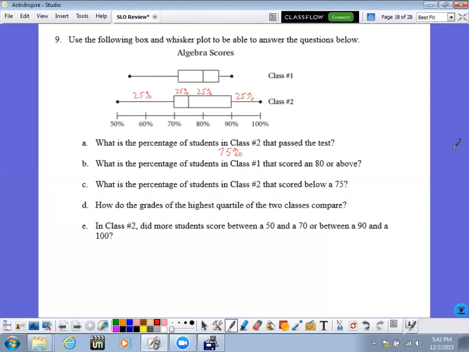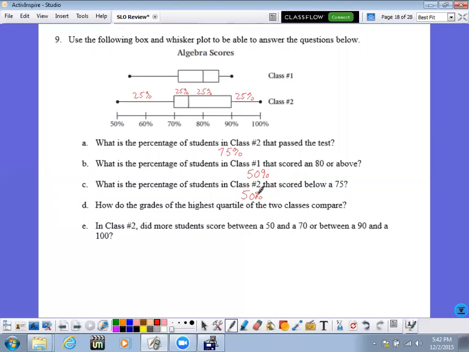What percent of class 1 scored 80 or above? So you got your 80. Well, that looks like it might have been my median. So there's 25, there's 50, so 50%. Percentage of students in the class that scored below 75. So class 2, below a 75. That looks like it probably is a 75, so I'm going to estimate that. 25 and 50% scored below.